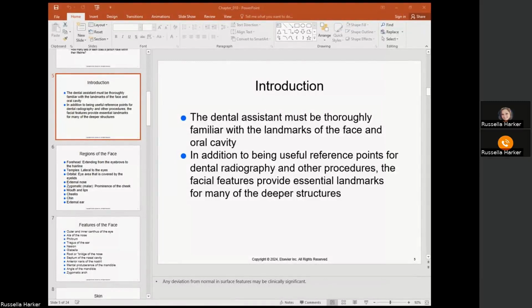Hi, this is video lecture chapter 10. In this chapter, we're going to go over landmarks of the face and oral cavity. The dental assistant must be thoroughly familiar with the landmarks of the face and oral cavity.